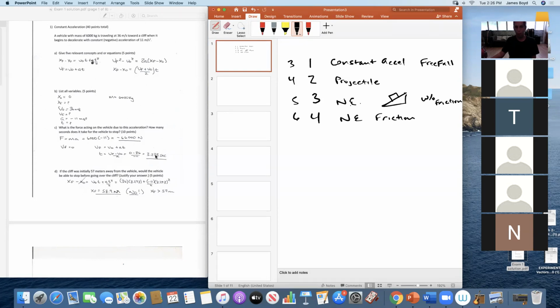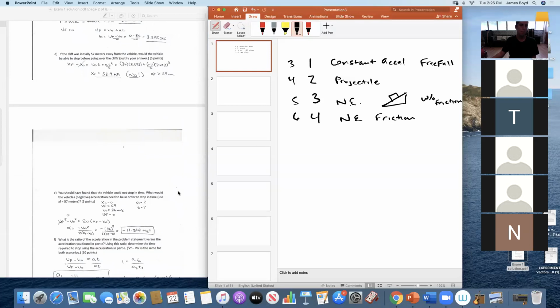You have your time. In general, whatever you found in the part before, you're going to use in the next part. So once you have X final, plugging time in here, you have everything that you need. And then once you have it, you need to compare it to that 57. In this problem, it takes 58.9 meters to stop, and the cliff is only 57 away. So it goes off the cliff.